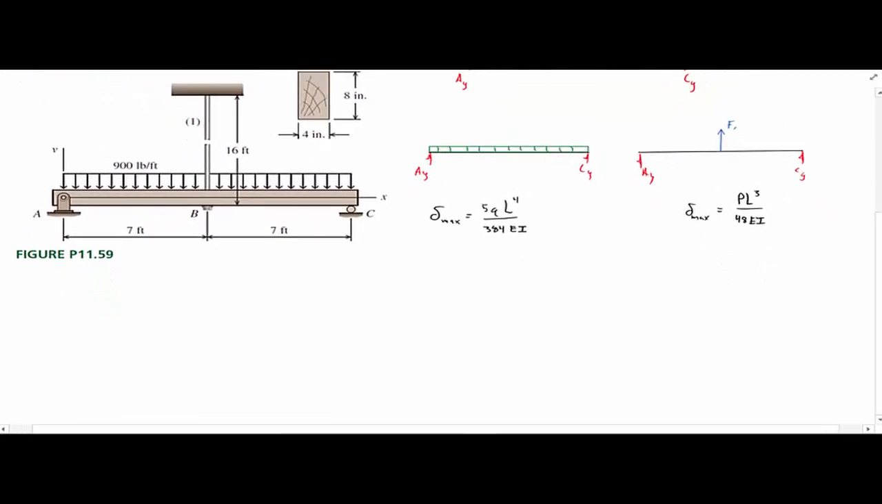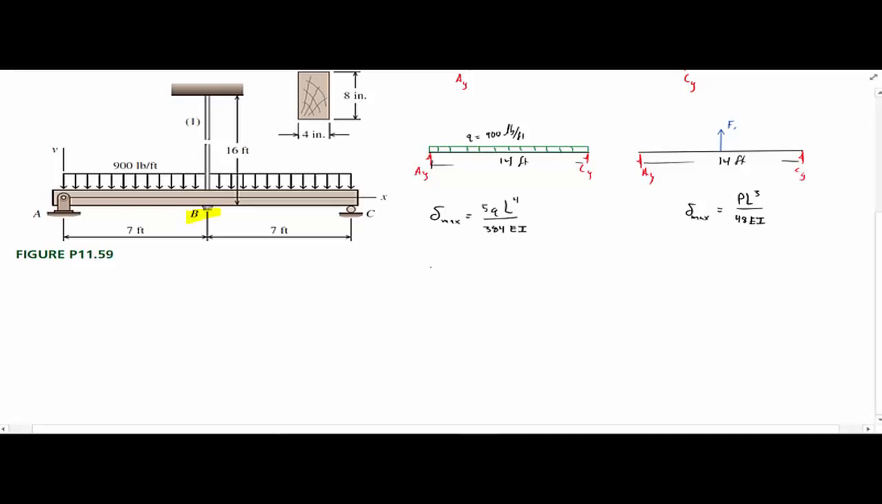And so on this formula here for the distributive load, Q is in reference towards, we could say Q equals the 900 pounds per foot, okay? And then the length is going to be the entire length, right? So in this case, it's 14 feet. Okay. So for our distributive load, to find the maximum deflection, which is going to be in the center, which also corresponds to point B, right?